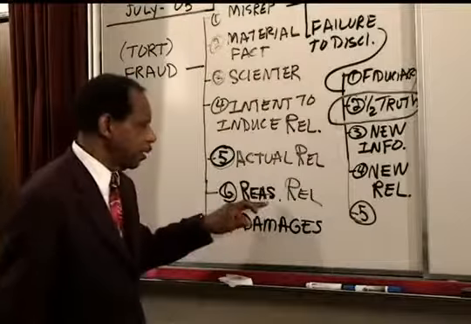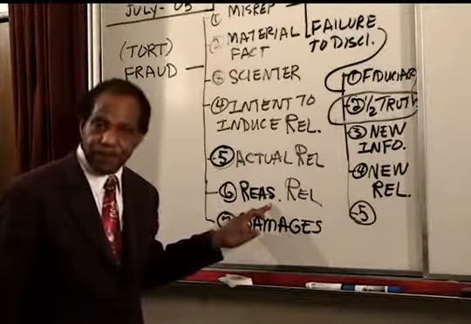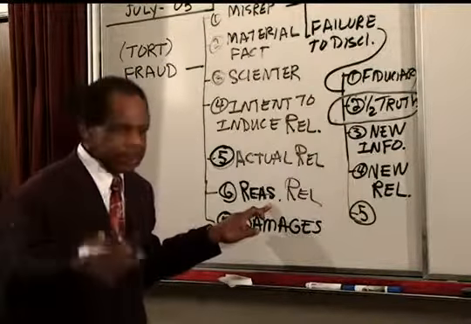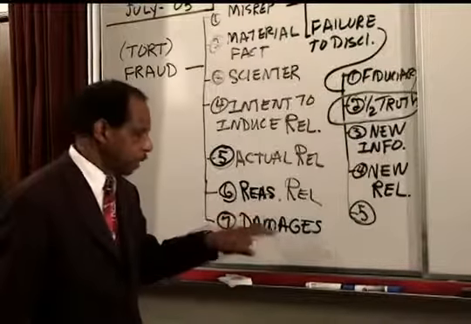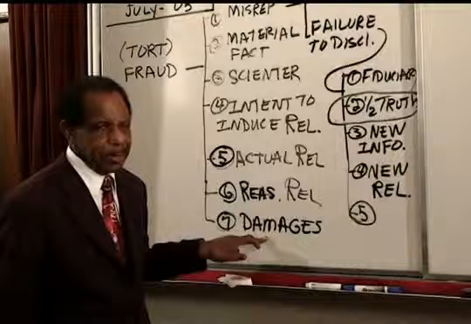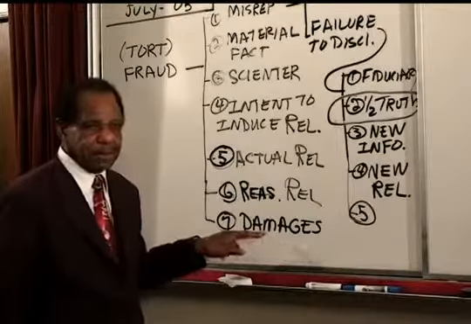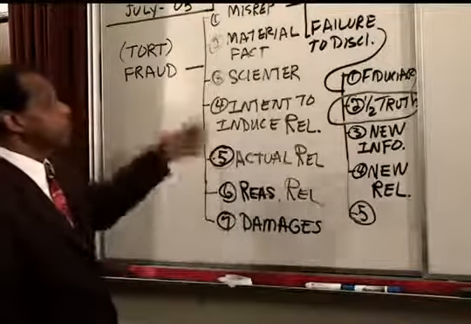And so the reliance needs, sometimes this is called justifiable reliance. So it's either justifiable or reasonable reliance, meaning you can't just act a fool and then expect to collect money, and you've got to be damaged in some way. It doesn't have to be money damages, but you've got to be damaged. So this is what constitutes fraud.